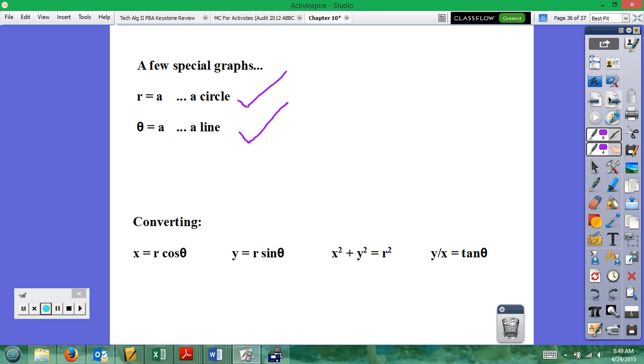The first one there, x equals r cosine theta, y would equal r sine theta, x squared plus y squared equals r squared, and y over x equals tan theta. And hopefully those all kind of ring a bell just from trigonometry or the Pythagorean theorem. So just taking a quick look at them.